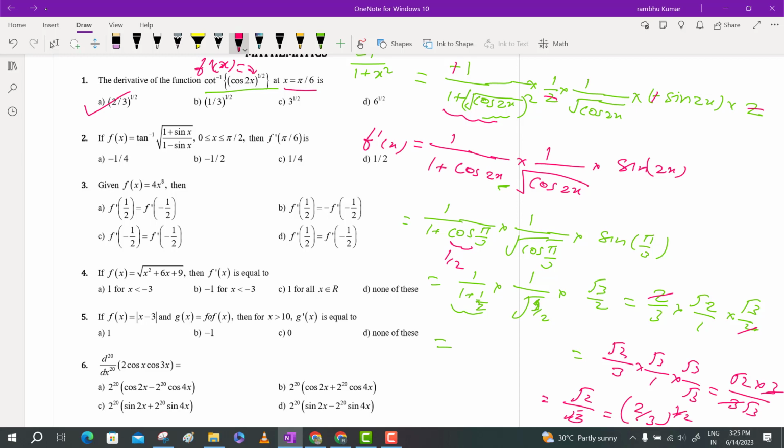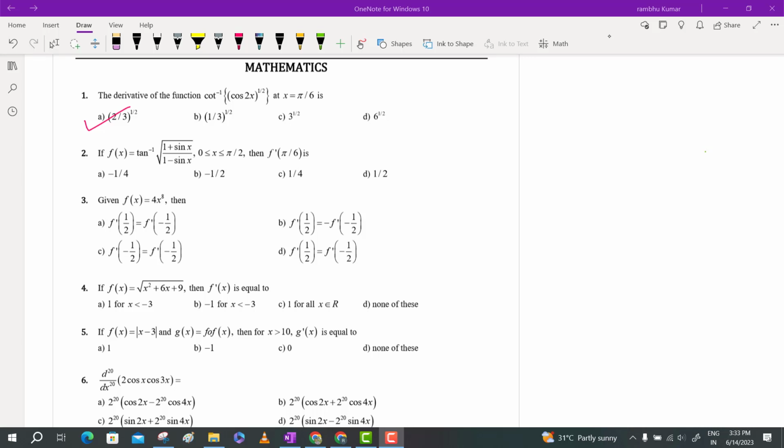Okay, now let's move to the second question. The second question we have here is f of x equal to tan inverse of root under 1 plus sin x divided by 1 minus sin x. The simple way of doing this question is to first simplify this trigonometric function inside the square root, that is, 1 plus sin x divided by 1 minus sin x.